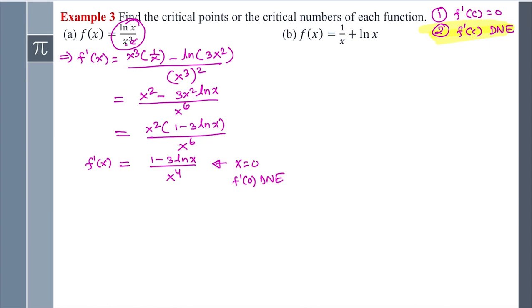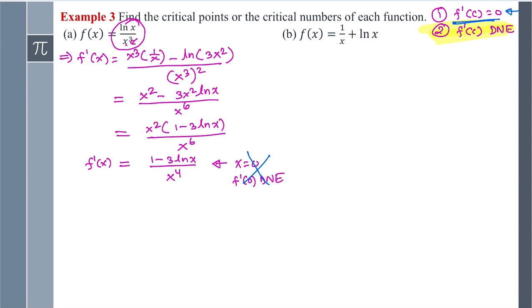So that means x equals 0 makes the derivative undefined, or the derivative does not exist at x equals 0, but it's not in the domain of the original function. So we cannot take this as a critical number. Now, that's the only point where the derivative does not exist. So now we go back and use this one. We are going to find the x values where the derivative is 0.